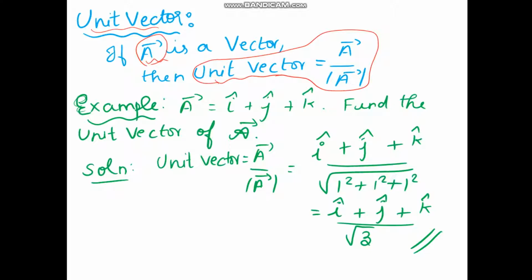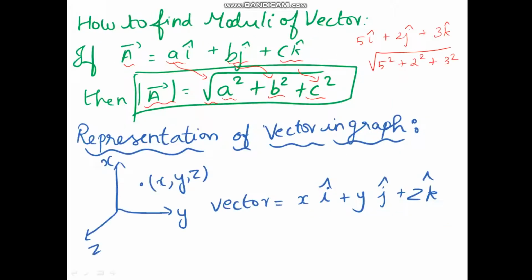See here we have an example. Let A vector be equal to i cap plus j cap plus k cap, which is nothing but 1i cap plus 1j cap plus 1k cap. Find the unit vector of this vector. They are asking. Unit vector is nothing but A vector by modulus of A vector. A vector we have to write as such, which is given in the question, and we have seen how to find the modulus of a vector. So in this way we find the unit vector.